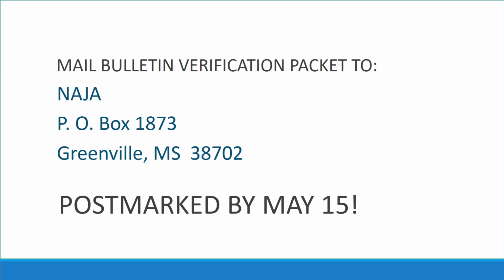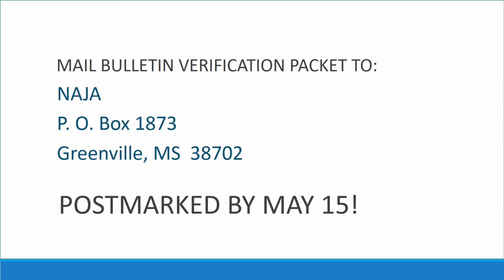Okay, that completes this portion of the year-end reports called Bulletin Information. Mail the forms back to NAJA at P.O. Box 1873, Greenville, Mississippi 38702. Please make a copy so that if there are any questions, you can answer them. Also, just in case the mailman loses your packet, you can provide headquarters with a copy. That could be a real lifesaver.